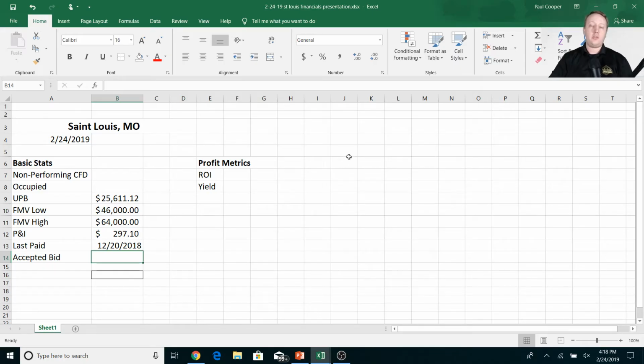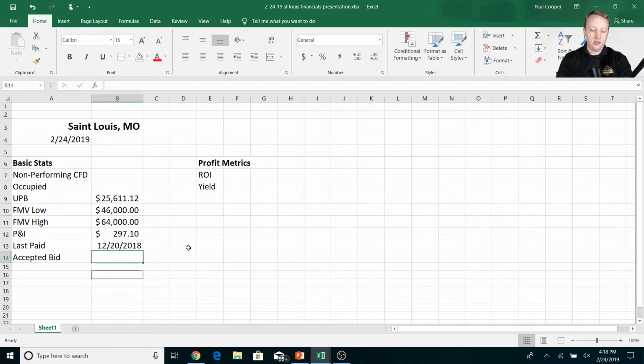All right, so I transferred some of our basic stats over here, and then we've got our profit metrics column over here, so we can start calculating our financials. The first thing that you're going to want to calculate, and it's what I calculate, would be the potential ROI. And to do that, you either need to know what your accepted bid is, or preferably you're doing this ahead of time and you know what the bid that you're going to submit is so that you can calculate your potential ROI.